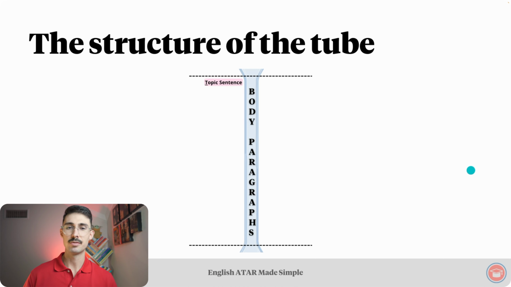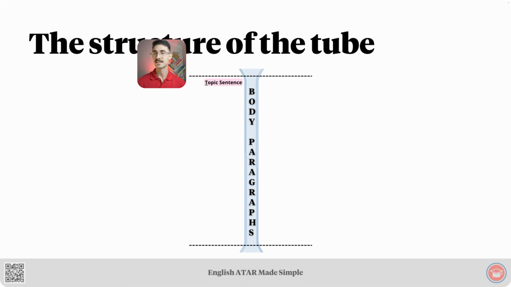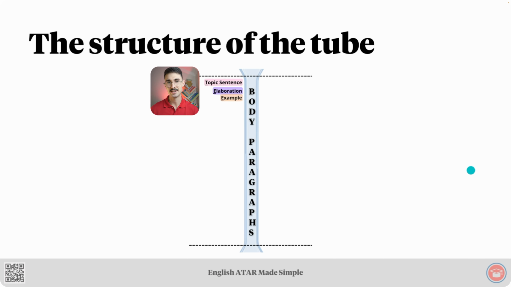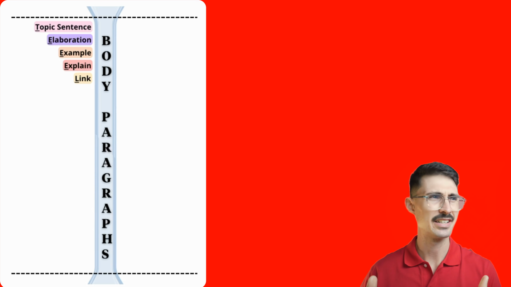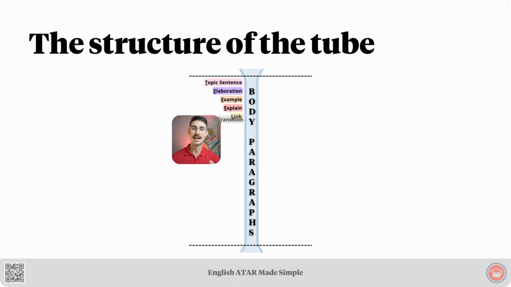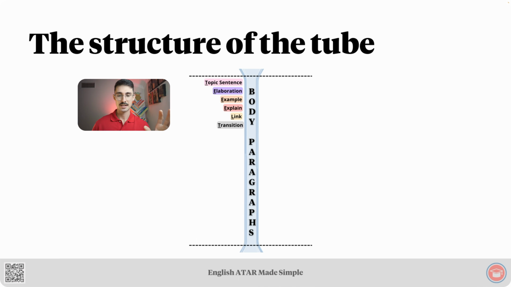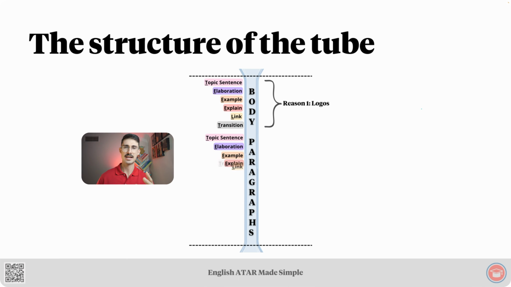This is what the tube looks like in a persuasive speech. It starts with the topic sentence, moves to the elaboration, then an example, an explain, and a link. Wait a second, this is just like a responding section body paragraph. You'd think so, but wait. After the link, we have the transition sentence. This first body paragraph, known as reason 1, has logos as a theme. Body paragraph 2 has the same element as body paragraph 1. It's known as reason 2, and it also has logos as a theme.